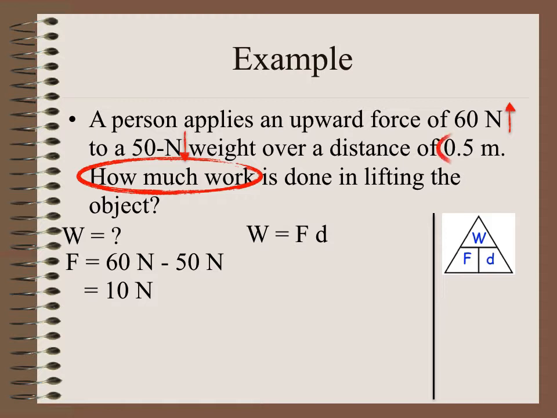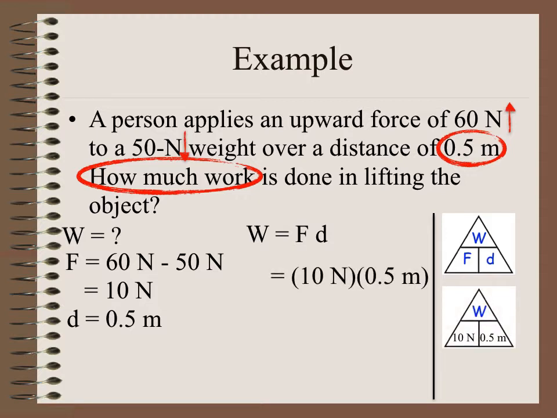We also need the distance, which is a half a meter. And our units are all in the correct form, so now we can substitute 10 newtons times a half a meter. And we get 5 Newton meters, because we're taking newtons times meters. Remember, a Newton meter is the same thing as a joule, so you can write it as Newton meters or joules.